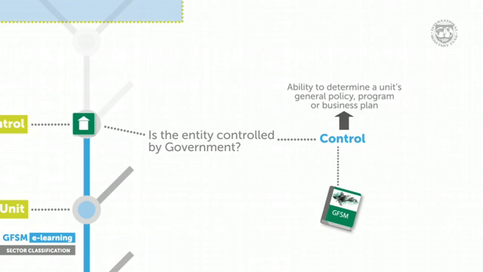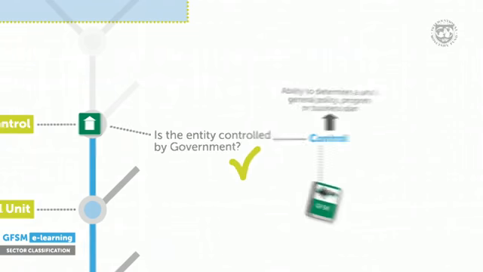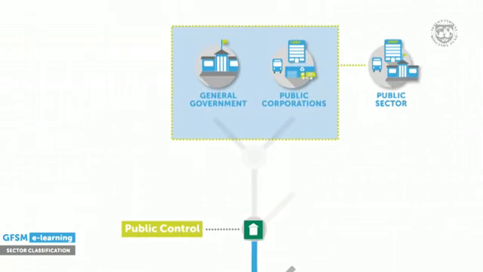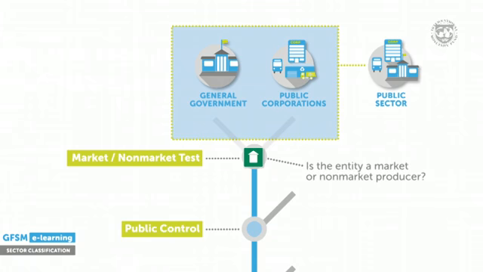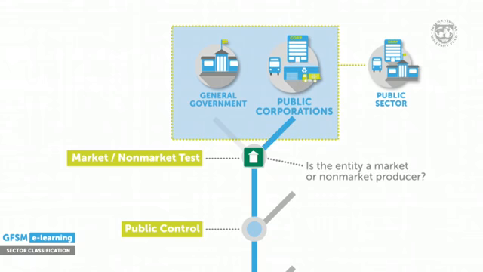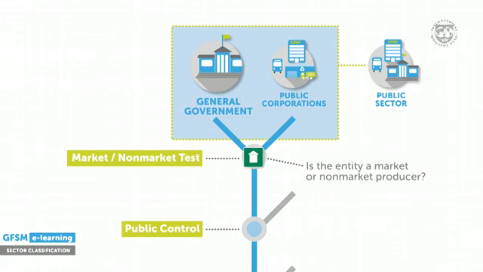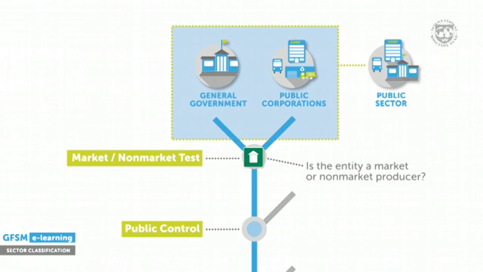All institutional units controlled by the government comprise the public sector. As mentioned earlier, the public sector is split into two main sections: the general government sector and bodies referred to as public corporations. The final node on the decision tree enables us to make this distinction. Is an institutional unit a market or non-market producer? Market producers are classified as public corporations. Non-market producers are classified as part of the general government sector. The process of drawing this line is referred to as the market-non-market test.